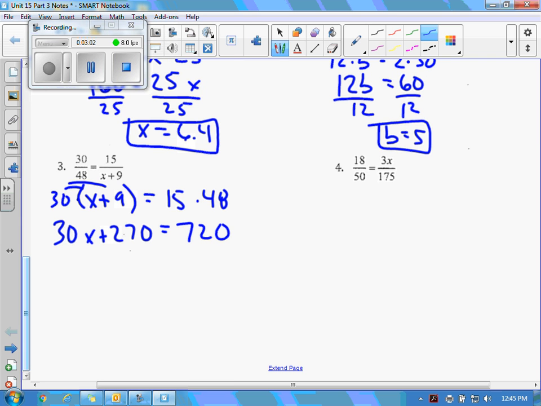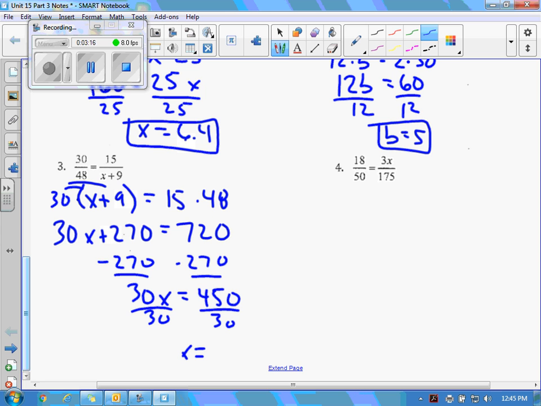Now I have a two-step equation to solve. I'm going to subtract 270 from both sides, so I'd get 30x equals 450. Then I can divide both sides by 30, so I'll get x equals 15.